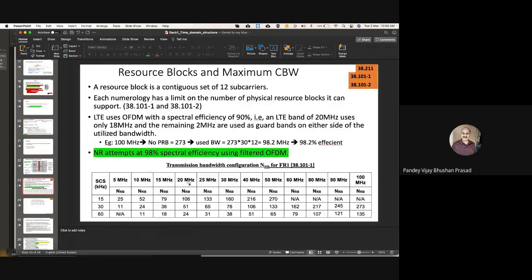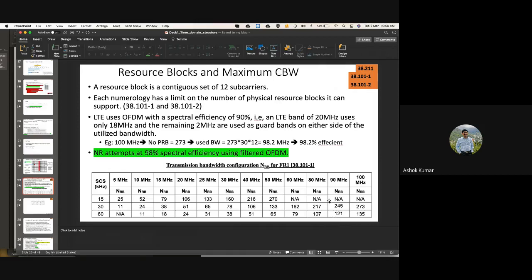Yes, sir. Okay. So this table is very important, in that you can see that 15 kilohertz only supports up to 50 megahertz. After that, there's no support for it. 30 kilohertz supports everything, and 60 kilohertz, for example, does not support 5 megahertz. It supports the higher ones.